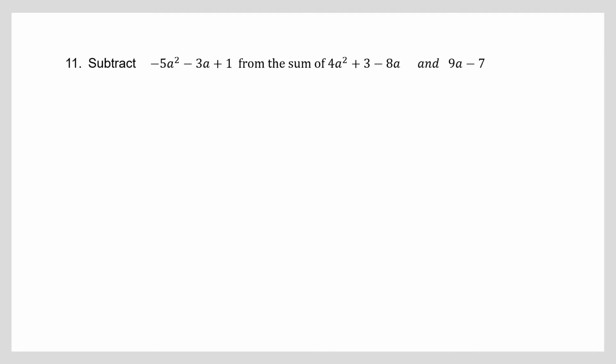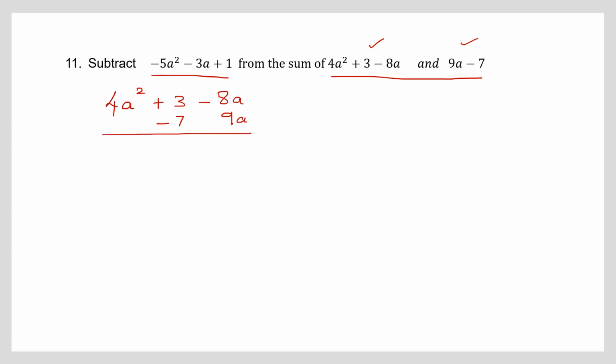Now question 11. Subtract this first expression given here from the sum of these two. That means we have to first find the sum of these two expressions, this one and this one, and then subtract the first expression from that. So first let's find the sum. So 4a square plus 3 minus 8a. And 9a, let's write it down, 9a minus 7.